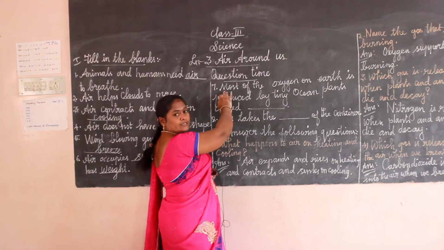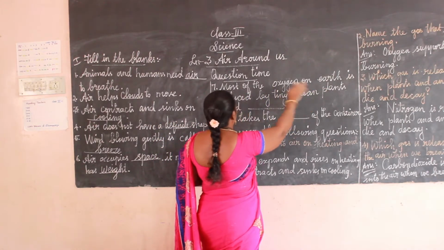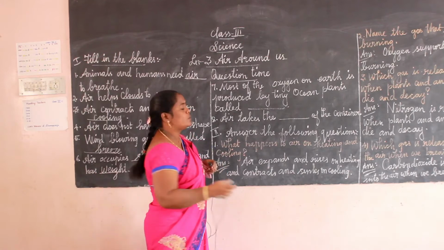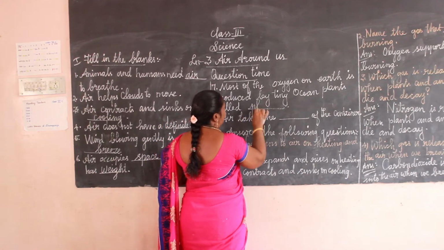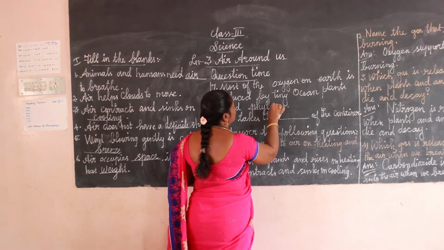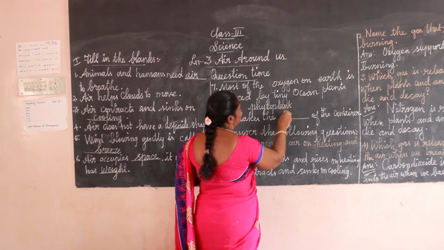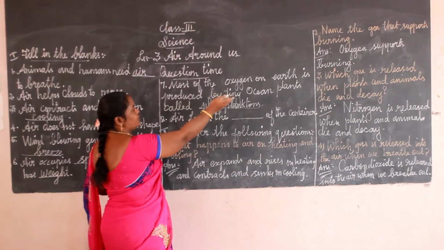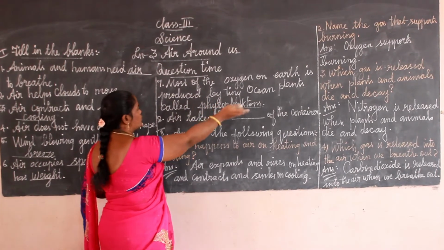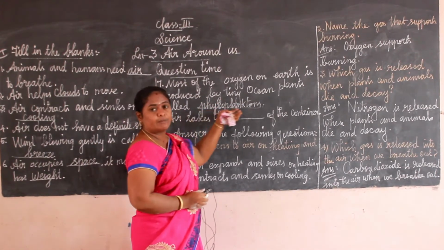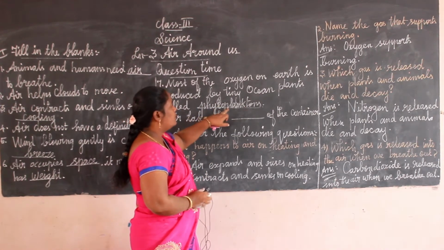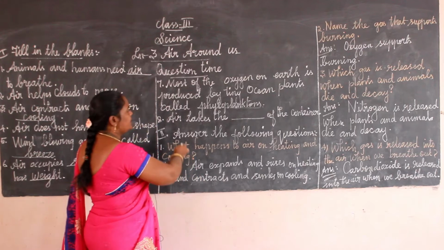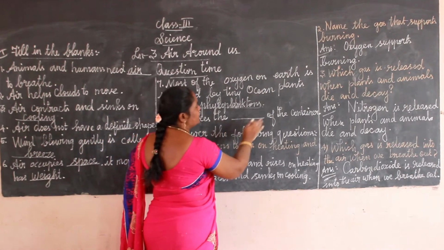And then 7th question, most of the oxygen on earth is produced by tiny ocean plants called what? Phytoplanktons. Spell the word phytoplanktons. P-H-Y-T-O-P-L-A-N-K-T-O-N-S. Most of the oxygen on earth is produced by tiny ocean plants called phytoplanktons.